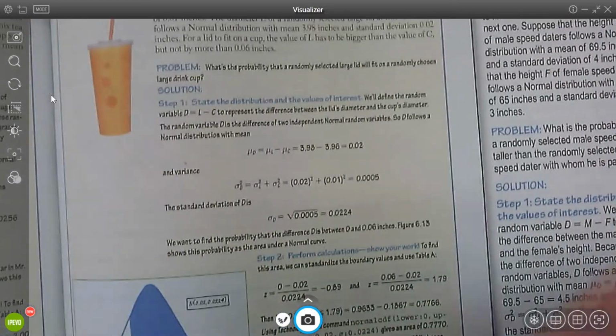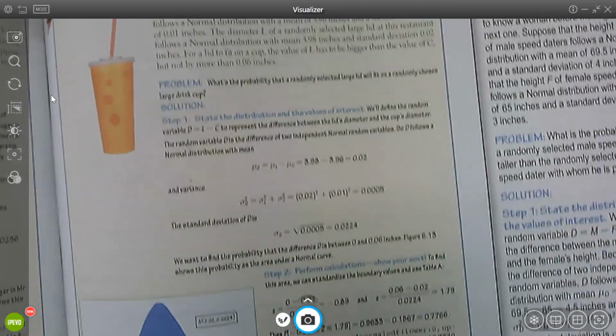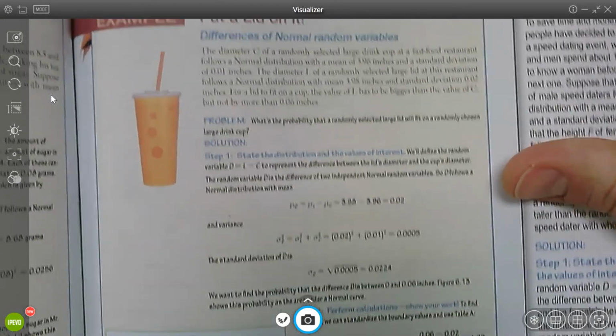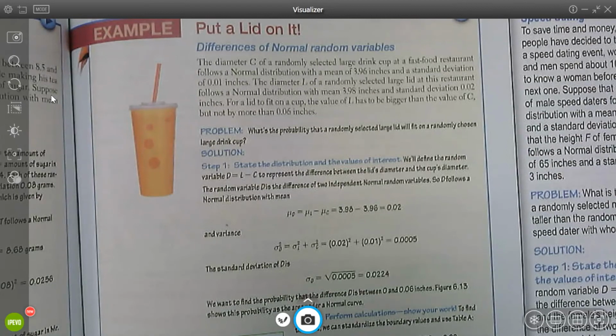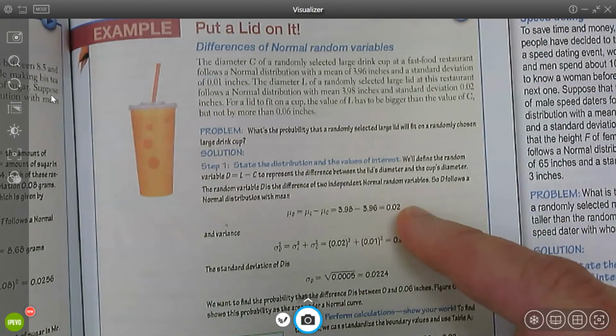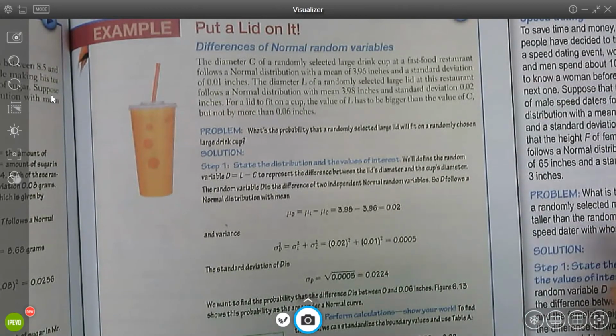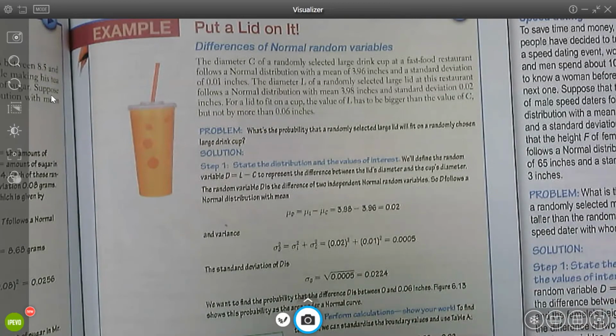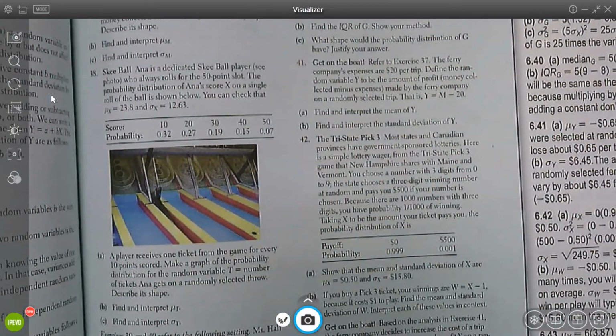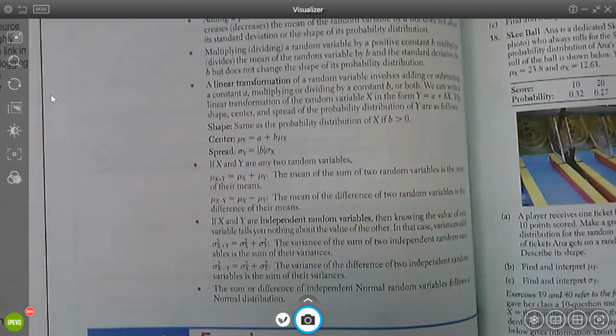This is just another example. We did this one in class with the size of the lid and the size of the cup as far as figuring that out. But again, it's extracting the information from the question, in my opinion, that makes it difficult. Once you get to the calculations, those are pretty straightforward. Means play nice, do what the formula says, standard deviations, you always add the variances. And I think that's it. Yeah, that's it for section 6.2.